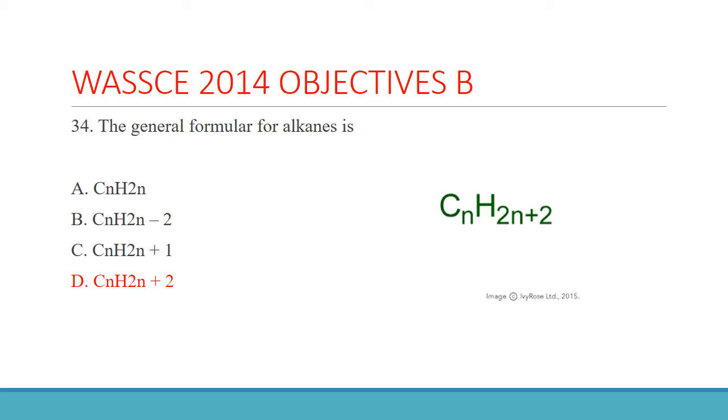Okay, an example of an alkane is ethane. So, n can represent any number. If it is 1 there, you have C, then 2 multiplied by 1 plus 2, so that will be 4. So you're going to have CH4. We call that methane. So methane is an alkane.